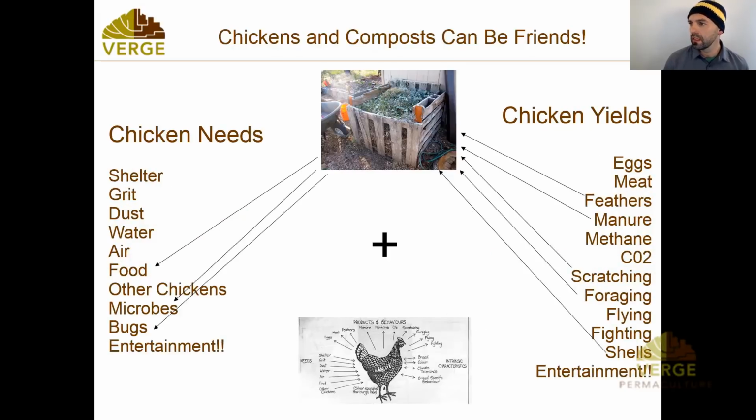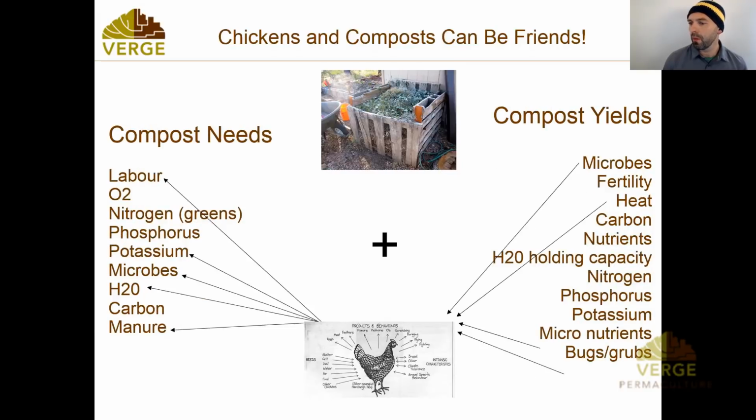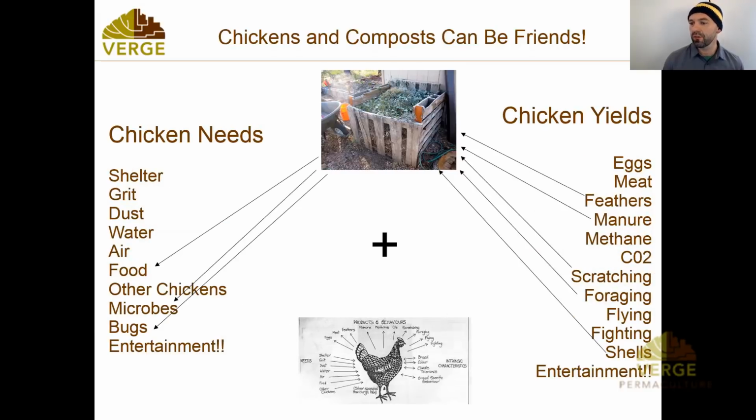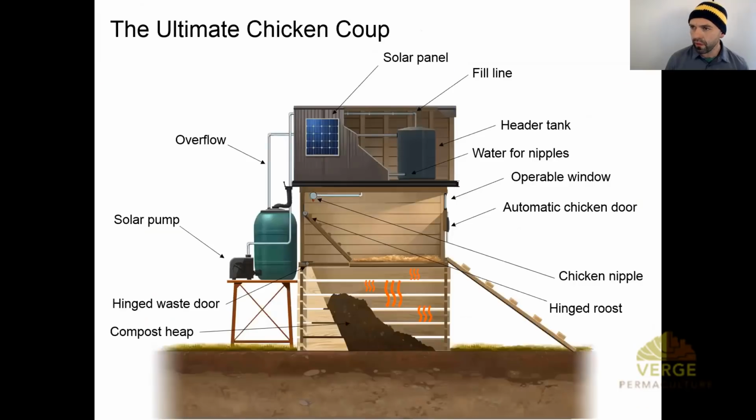So compost needs, chickens need food, they need microbes, they need bugs, they yield feathers, manure, scratching, foraging. Yeah, they produce eggshells. You could also say that they produce bones as well. There's lots of stuff that comes off the back end of a chicken system, and that can all be put to productive use in a compost system. So my question to you guys, and I'm not saying necessarily this is how you should go and design a chicken coop, I'm just using this as an analogy or a metaphor for how we can create better design.